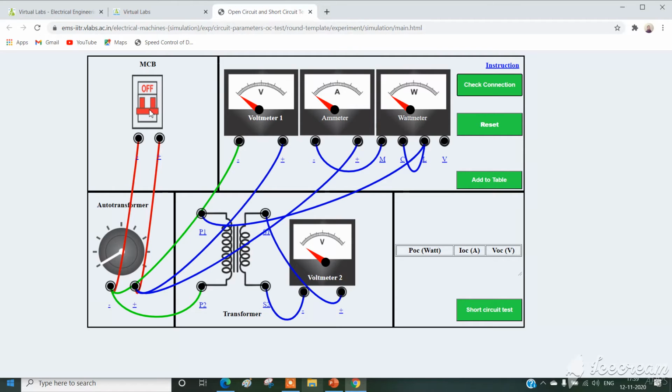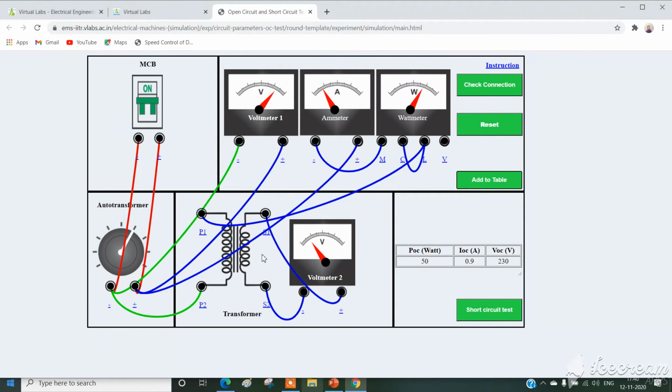Directly we can take the reading by bringing the MCB on. By clicking on this, the MCB is on. Then click on the auto transformer. The main procedure for the open circuit test is that we need to bring the rated voltage to the primary of the two winding transformer, and all corresponding readings are noted. Simply click on this, and corresponding to this two winding transformer we have the readings. All meters show some reading. Simply click on add to table.